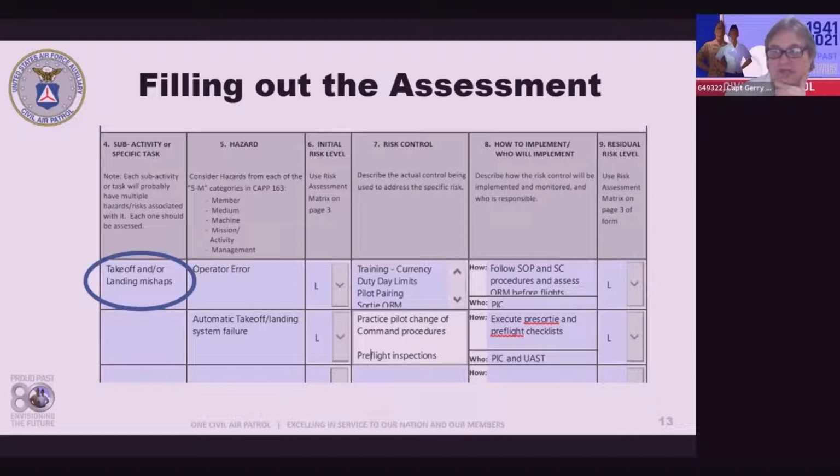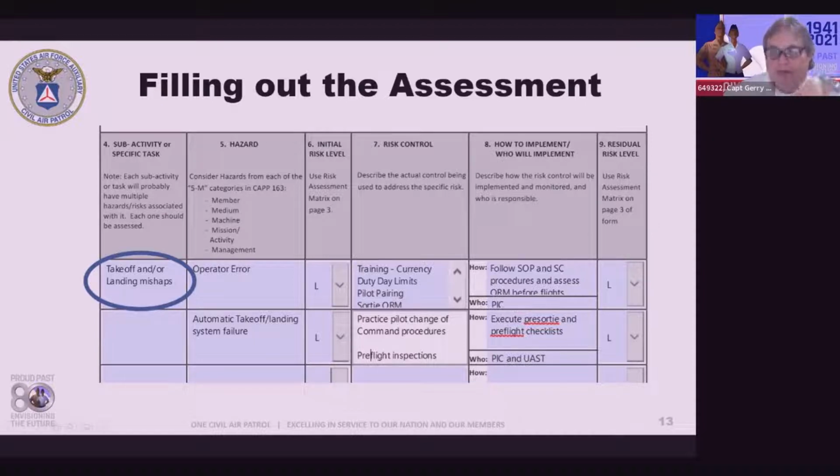Everybody knows what duty day limits are? Yes, 12 hours. Exactly. Okay, pilot pairing, which again goes in line with duty day limits, and the sortie ORM. So how are we going to implement it? We're going to implement procedures, and we're going to have standard operating procedures and standard clarifying procedures, and assess the ORM before the flights, and it's going to be the PIC that's going to do that.